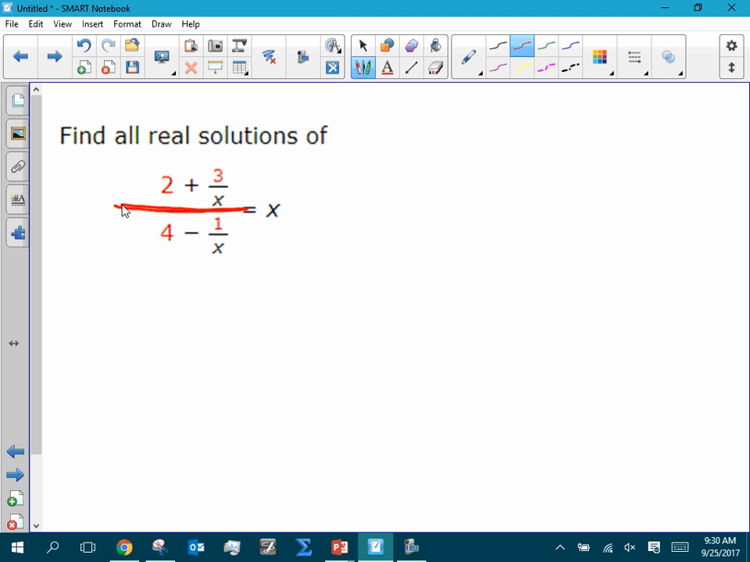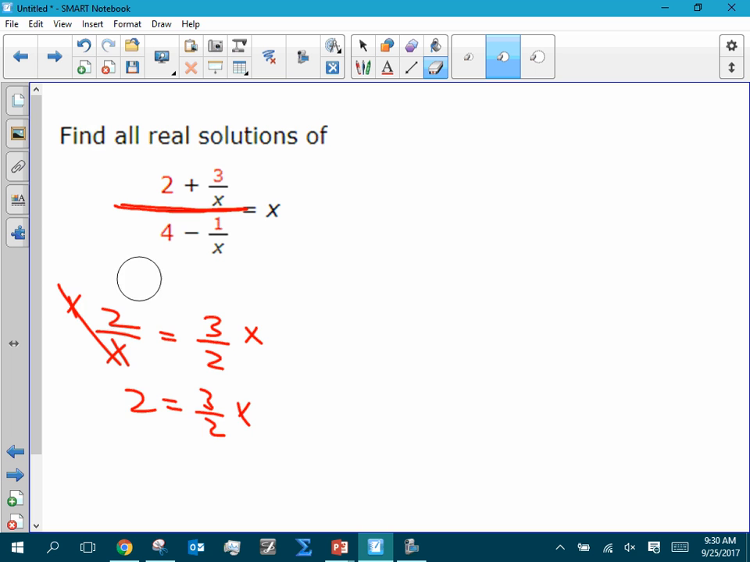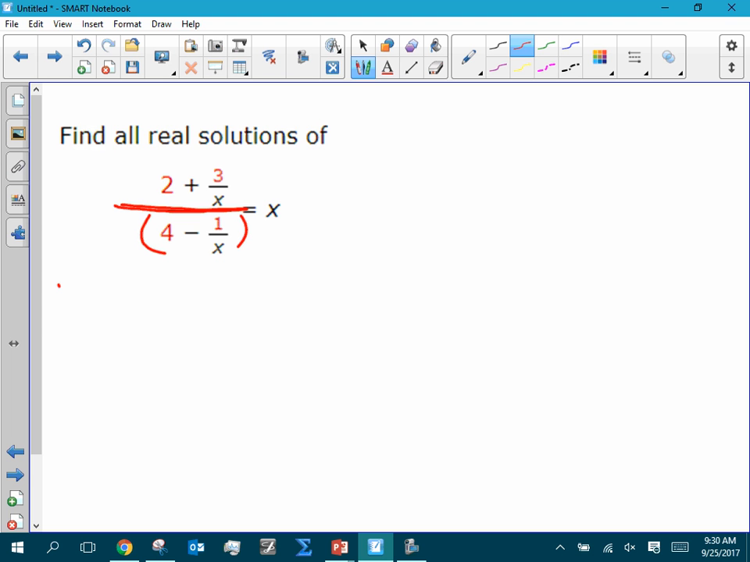Can I multiply by it? If I had 2 over x equals 3 halves, so I multiply both sides by x and get 2 is equal to 3 halves x. Does that work? So why can't we do the same thing here? It's just a little bit of an uglier expression down here on the bottom, but the algebra is the same. So we're going to multiply this side by 4 minus 1 over x, and that's going to cancel and cancel. And I come over here, multiply by 4 minus 1 over x.